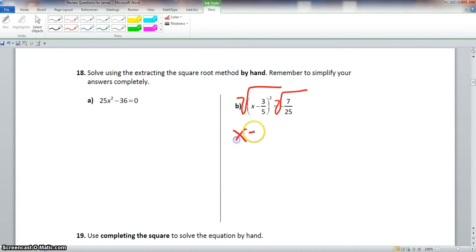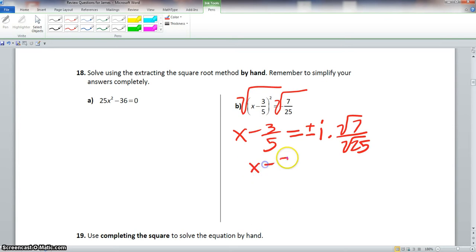Now this will leave us x minus 3/5 on one side. And we took the square root over here. We know the square root of a negative, it's going to be plus or minus. And then since it's negative, we know we're going to take out i. Now, with this square root of 7 over 25, that is the same thing as the square root of 7 over the square root of 25.